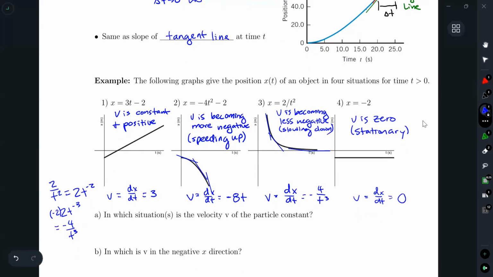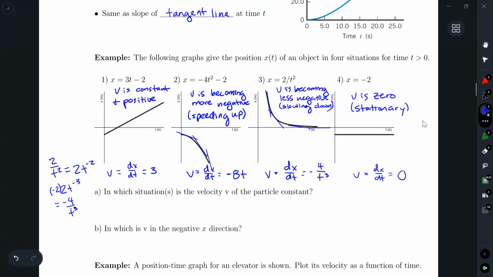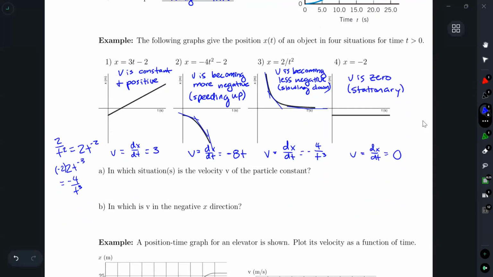Okay, so we've seen what graphs can look like for something that's moving at a constant rate, speeding up, slowing down, and just sitting still. So these questions are real easy now. We've pretty much answered them. When is the velocity constant? Which two cases? 1 and 4. Yep, 1 and 4.